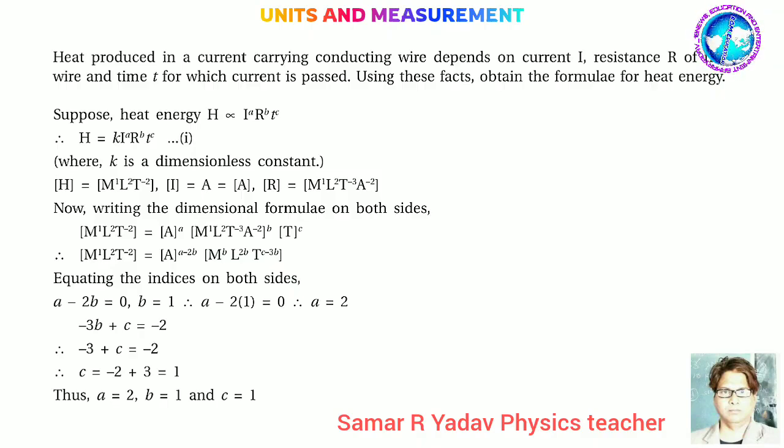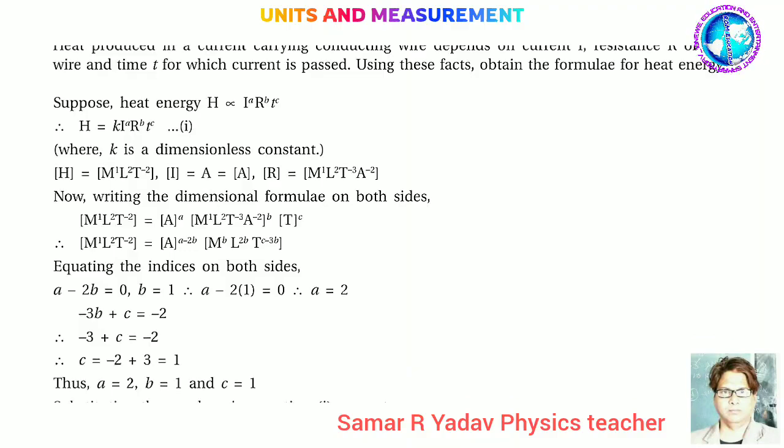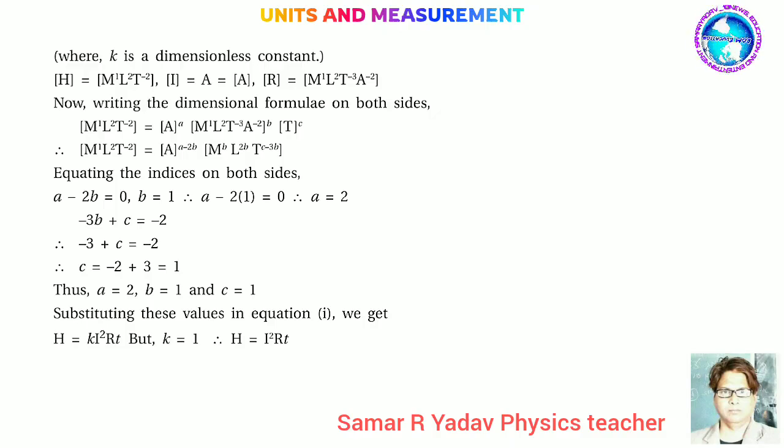Equating the indices on both sides, a minus 2b is equal to 0, b is equal to 1, a minus 2 into 1 is equal to 0, therefore a is equal to 2. Minus 3b plus c is equal to minus 2, therefore minus 3 plus c is equal to minus 2, therefore c is equal to minus 2 plus 3 is equal to 1. Thus a is equal to 2, b is equal to 1 and c is equal to 1. Substituting these values in equation number 1, we get H is equal to K I square RT, but K is equal to 1, therefore H is equal to I square RT.